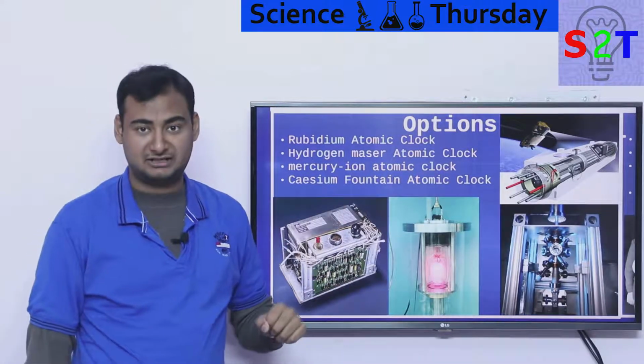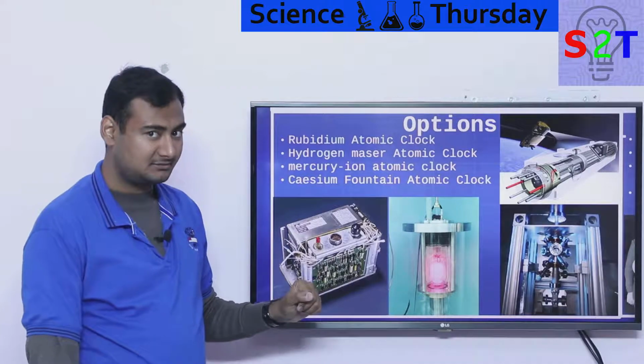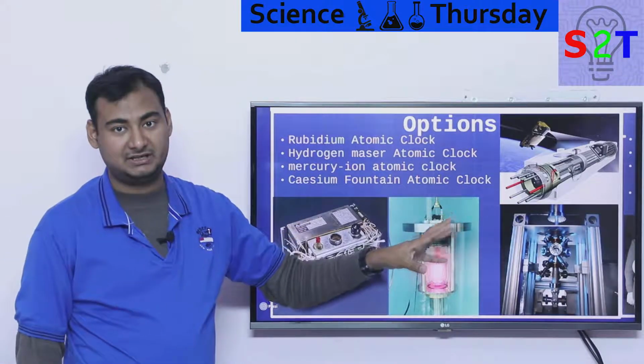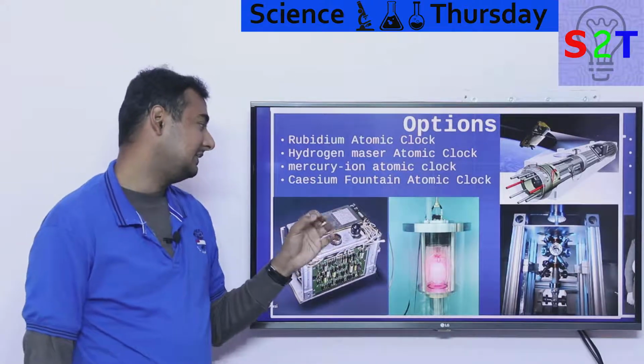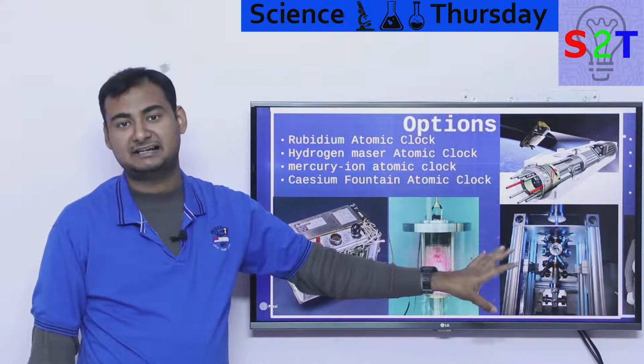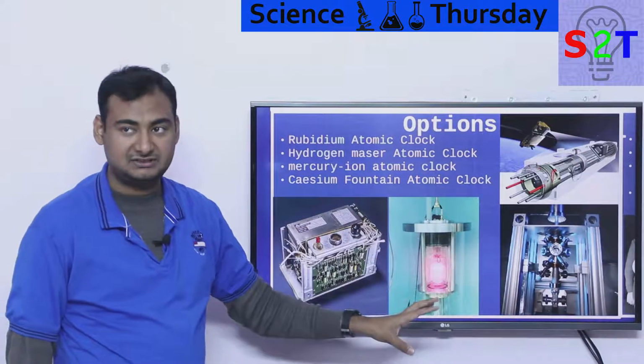Then you have the mercury ion atomic clock that is built by NASA. All the links are provided down below, so do not worry too much about it. That will be used for deep space missions. Then you have the cesium fountain atomic clock. This is right now, as I talk to you, the current world standard for the second. Like, cesium will oscillate this many times.